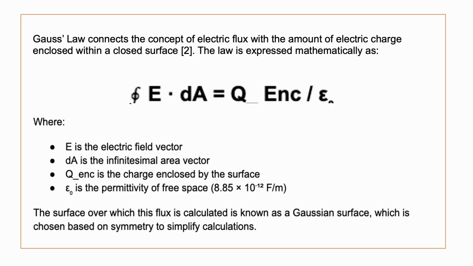Gauss's law links electric flux to the amount of charge enclosed within a closed surface. The formula is the closed surface integral of E dot dA equals Q enclosed divided by epsilon naught. The surface we calculate this over is a Gaussian surface, and we choose its shape based on symmetry.